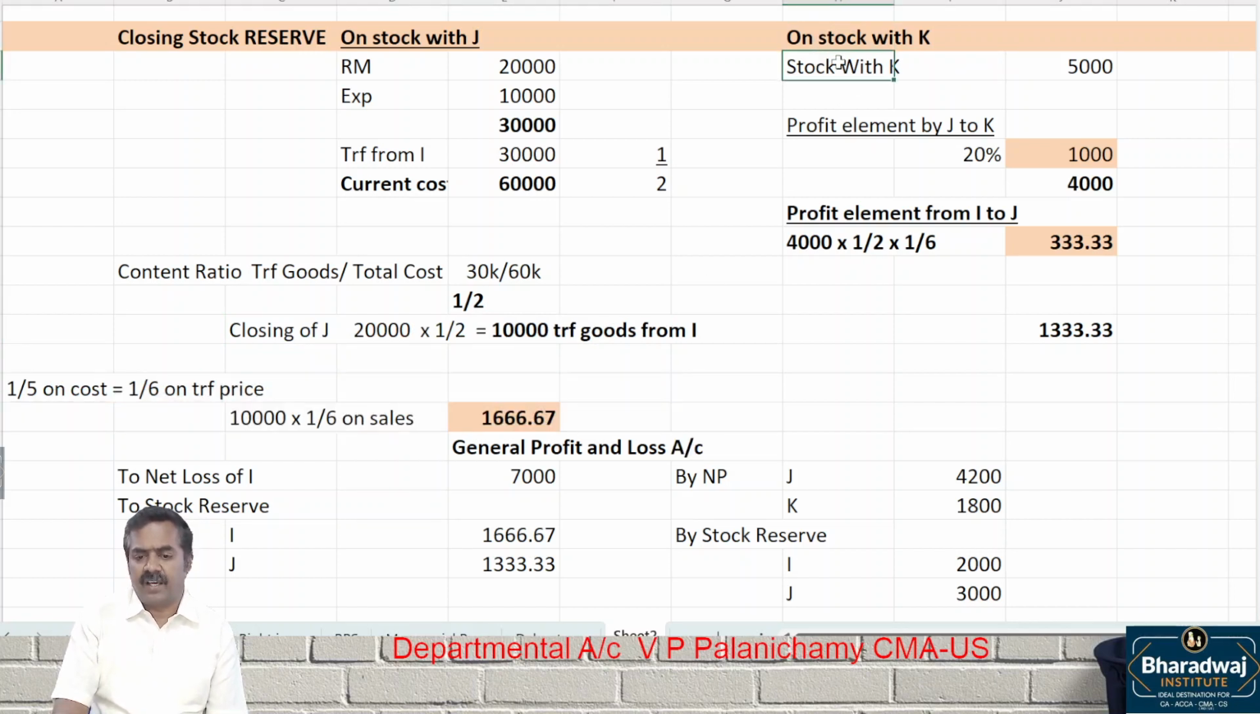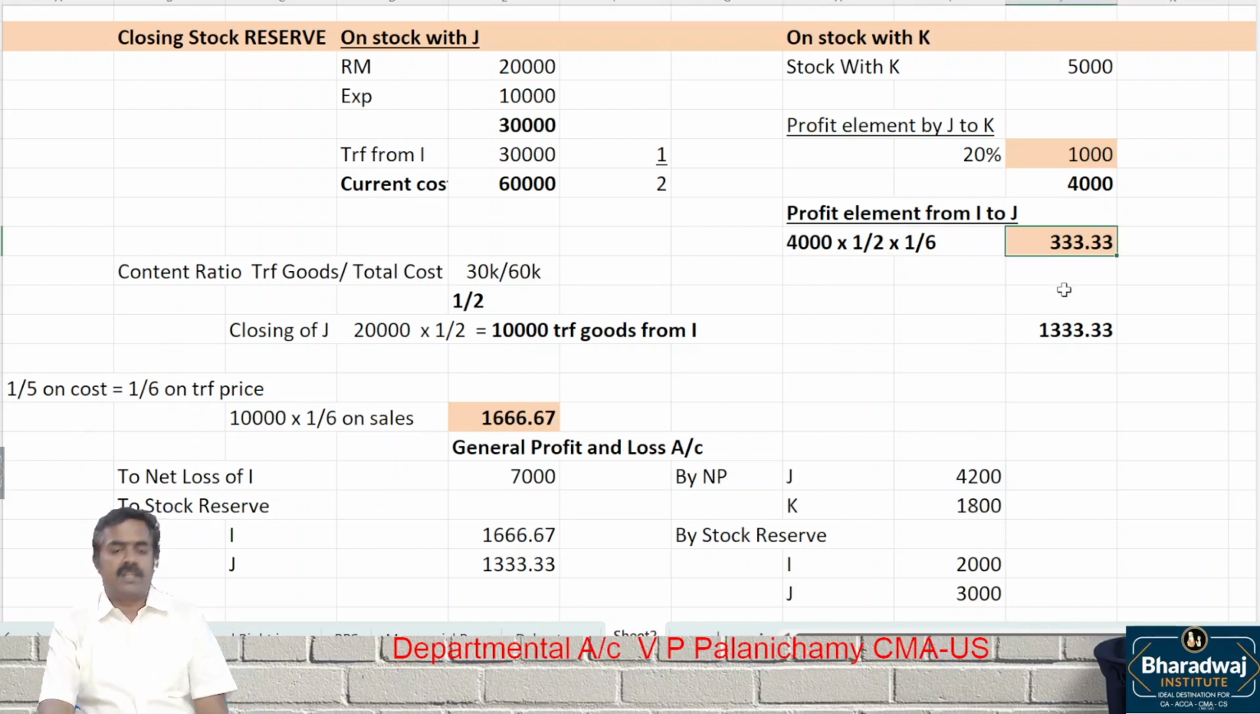How much is the closing stock with K? 5,000. This is transferred by J. There is no separate expense of K. So 20% is the profit loaded. Then what is the cost to J? 4,000. In this, how much content would have been transferred from I to J? 1 by 2. It moved from I to J, and then J to K. So out of 4,000, 1 by 2 into 1 by 6 is 333.33.